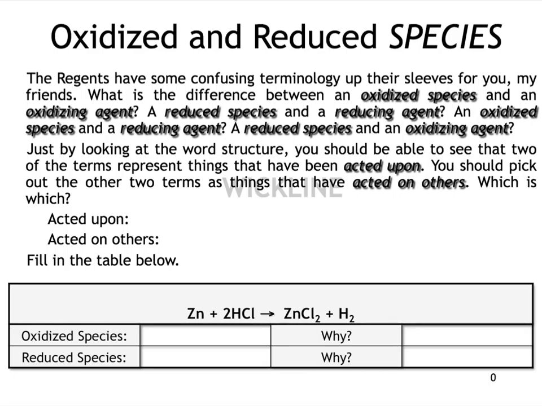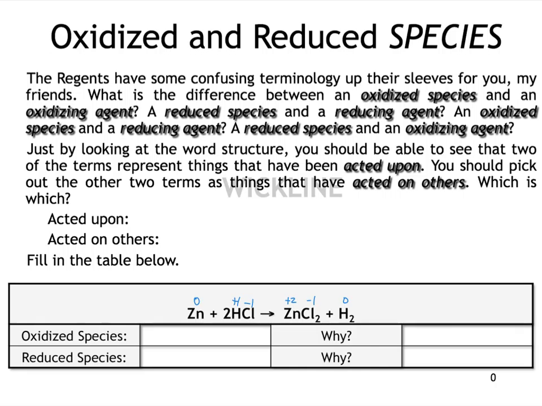So let's take a look at the equation at the bottom of the page, and we'll fill in some oxidation states. So zinc is uncombined, so its oxidation state is 0. Chlorine is a halogen, so -1. The hydrogen, therefore, is +1. Chlorine is still -1, so this zinc must be +2. And hydrogen is uncombined, so that must be 0.